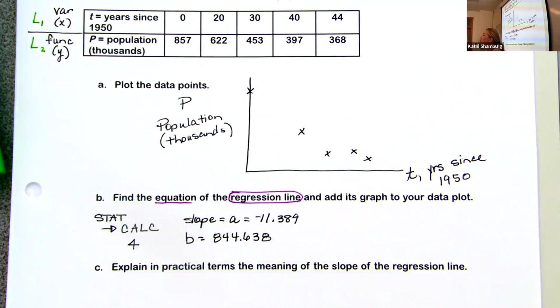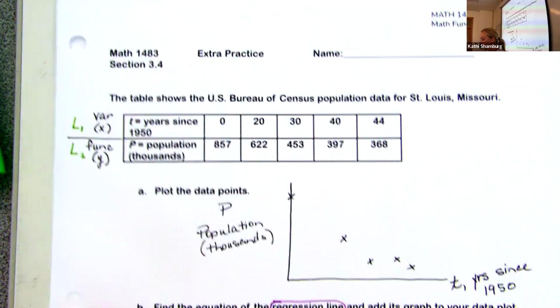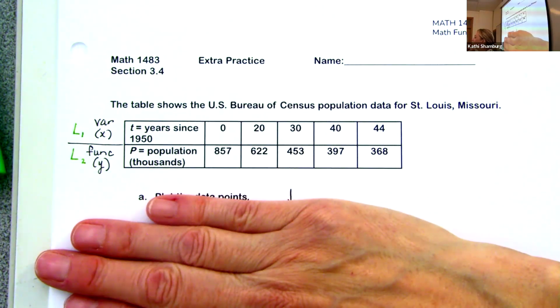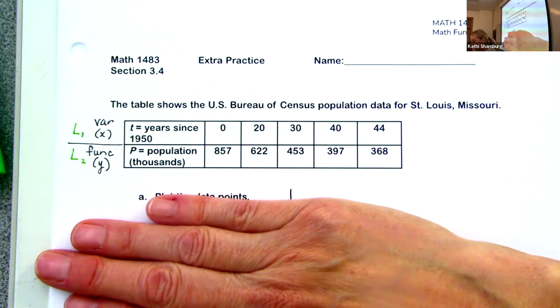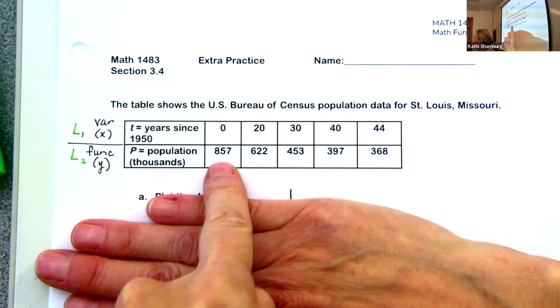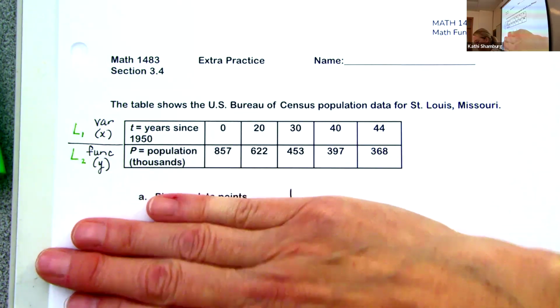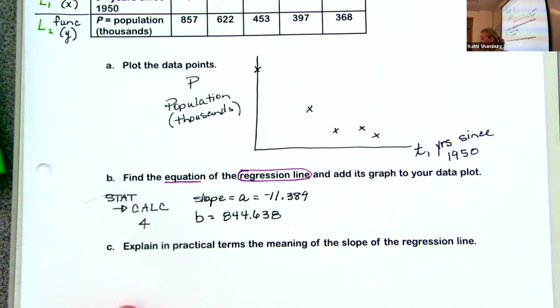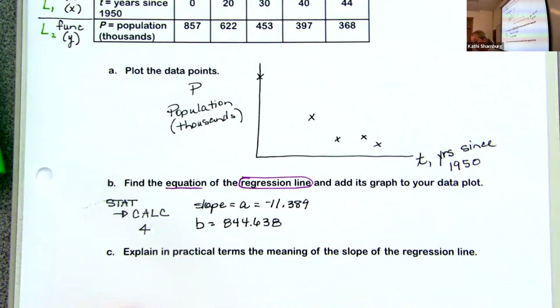So here's where I want to show you. This is how I know that this is the line of best fit, that we don't have a true linear. Look up at your table. If we had a true linear relationship, what would the initial value be? The variable 0, it would be 857,000. That's not what we got. And that's because it has a line of best fit, not that every point is on the line.